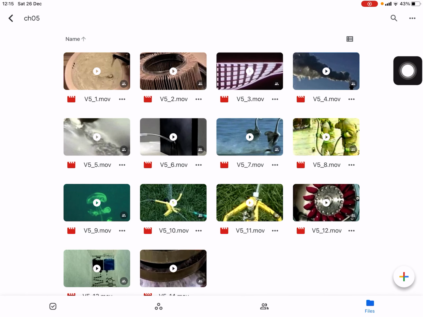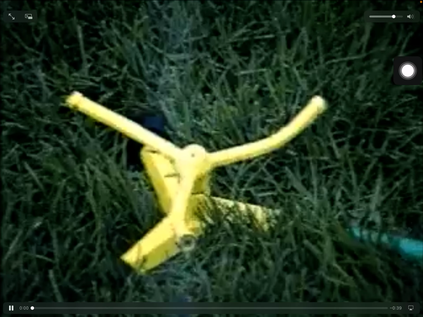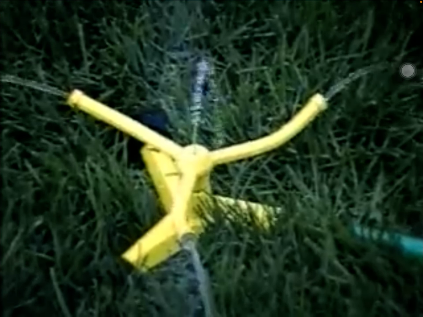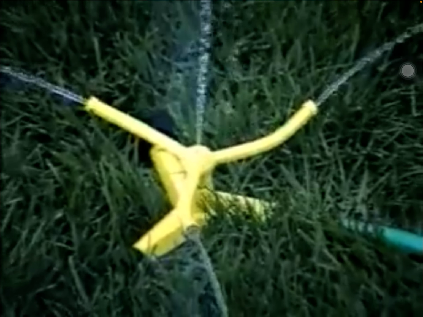This slide shows the sprinkler that is working from the change of angular momentum, and it moves and makes itself move around by itself. Next, we're going to apply the Reynolds transport theorem to explain the movement of the sprinkler.